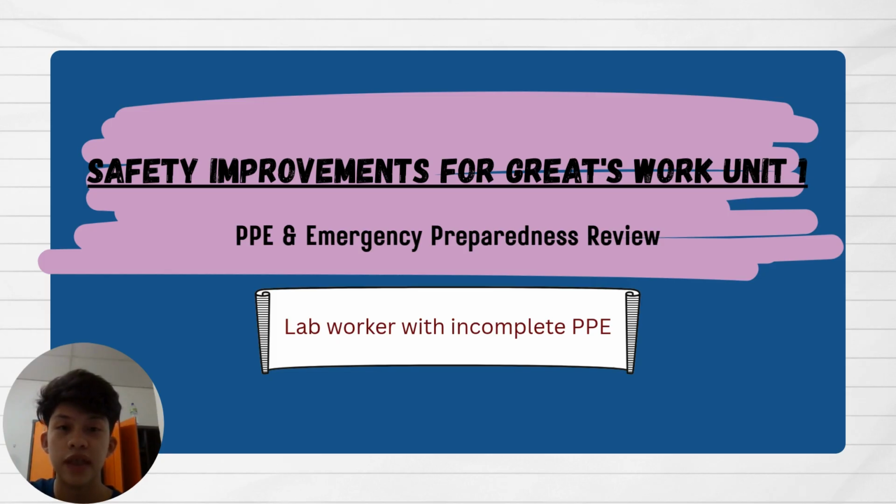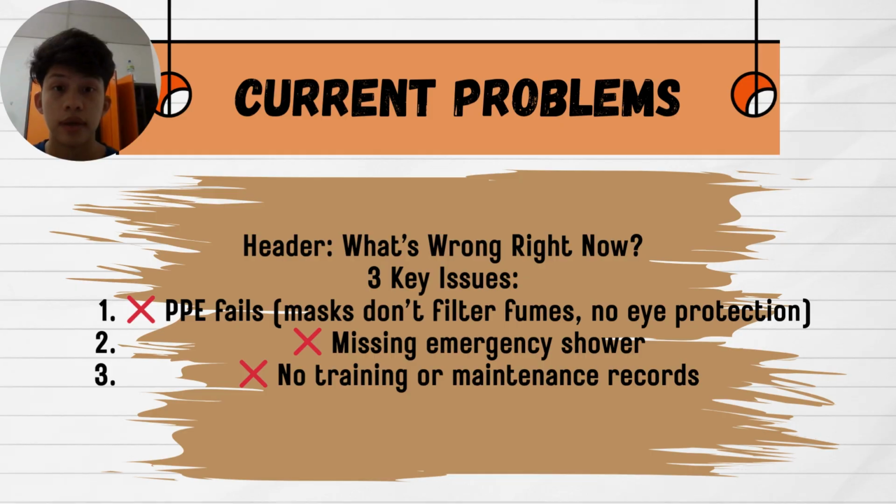So, for safety improvement for work unit 1, PPE and emergency preparedness review, workers with incomplete PPE. Current problems, what's wrong right now? So, three key issues. First of all, PPE fails. Masks don't filter fumes and there is no eye protection. Second, missing emergency shower. And for the third, no training or maintenance record.